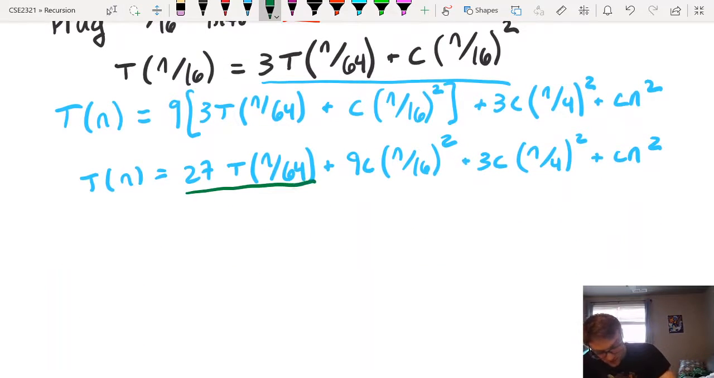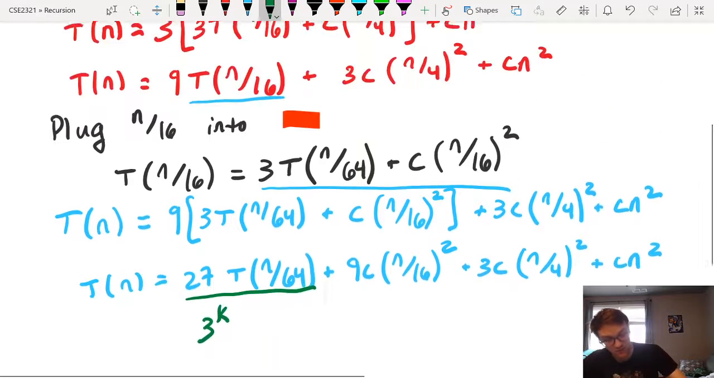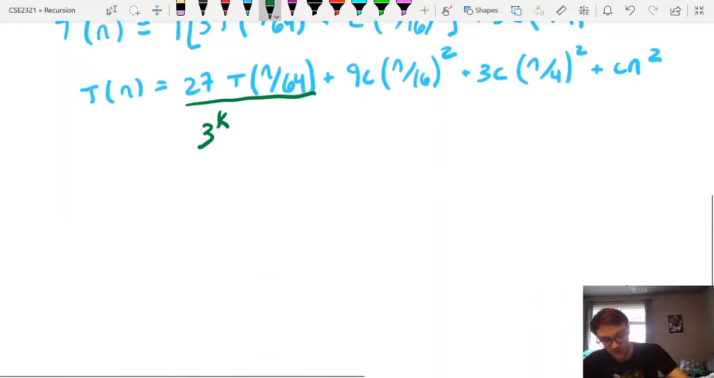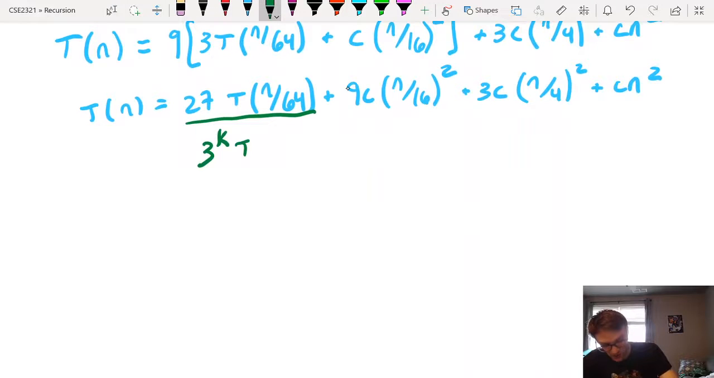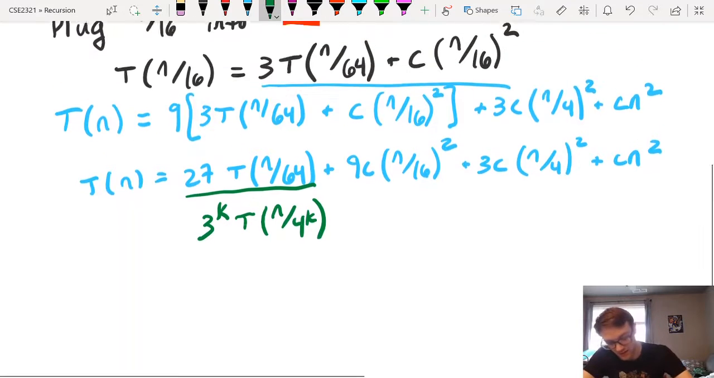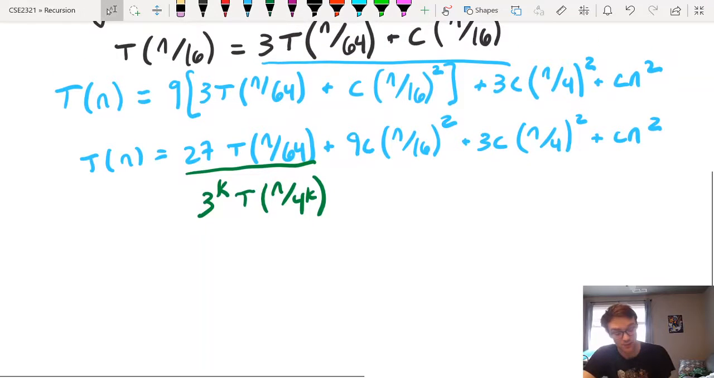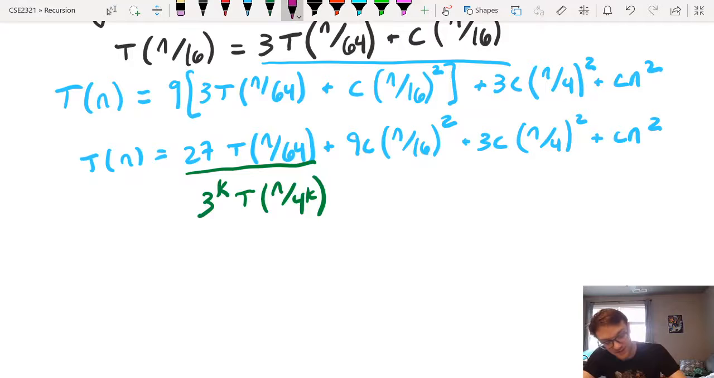So we have 3 to the k. And the stuff inside of T is n over 64, n over 16, n over 4. That's like n over powers of 4. Both of those things aren't too surprising. The coefficients out front are coming from distributing the 3 over and over and over again. And the thing inside of the T comes from continually plugging in n over 4, n over 4, and n over 4. So none of that's that surprising.